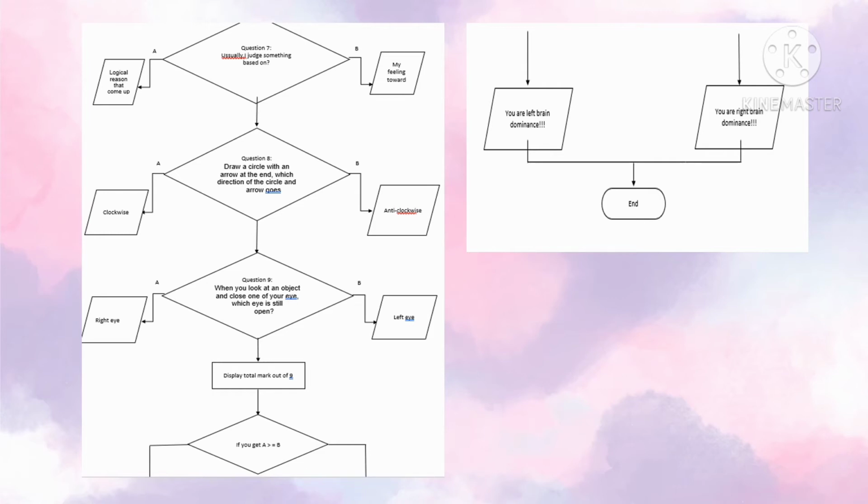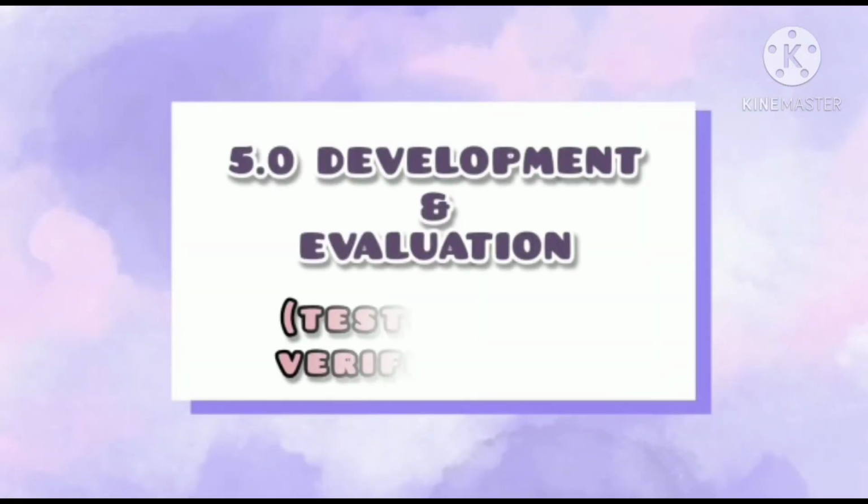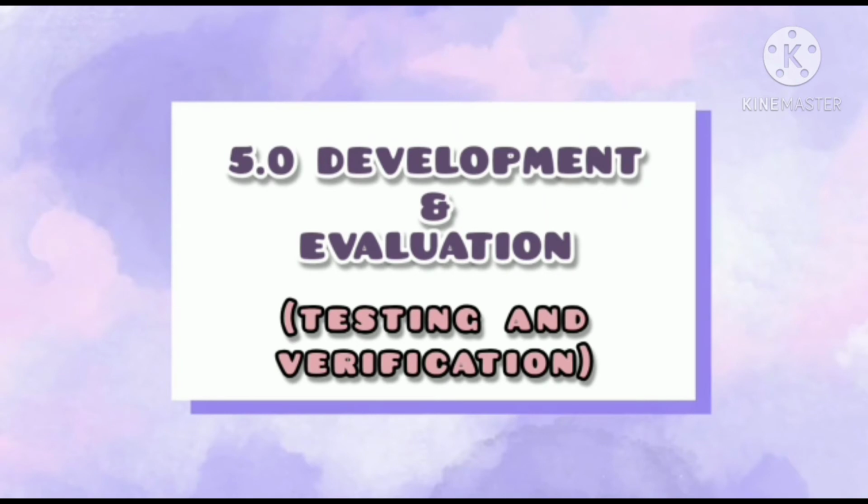A, clockwise, B, anti-clockwise. Question 9, when you look at an object and close one of your eyes, which eye is still open, A, right eye, B, left eye. Finish answering, and you can know whether you are left brain or right brain. Next, I will present on the development and evaluation.